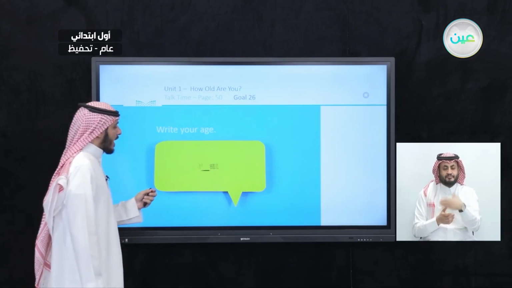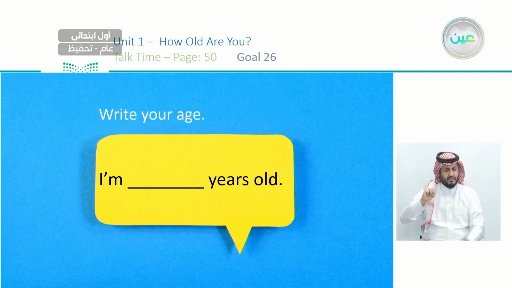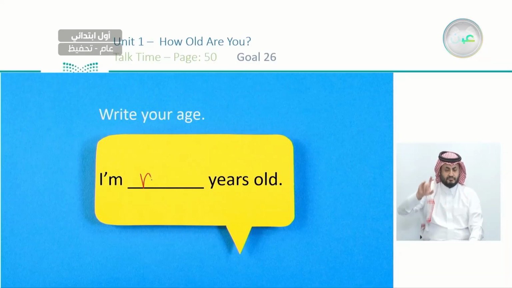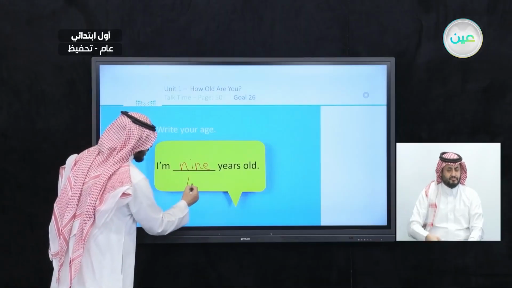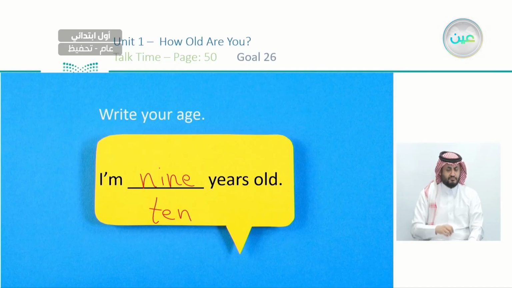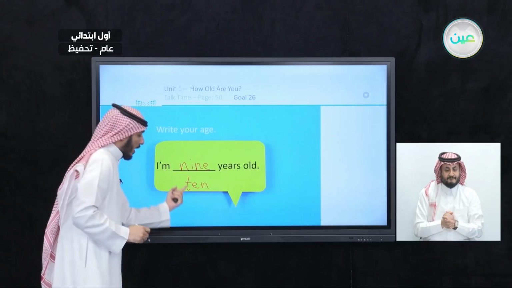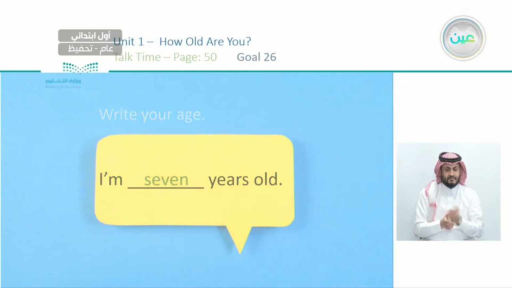So write your age, okay? So you will say, I am blank years old. How old are you? Yes, 9. Excellent. Let's write 9 here. N-I-N-E. 10. Okay, how to write 10? Like this. T-E-N. Okay, so if your age is 9, you will write 9. If your age is 10, you can write 10. Excellent. Okay, or 7 if you're 7.